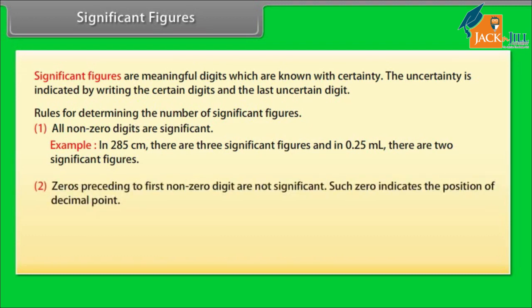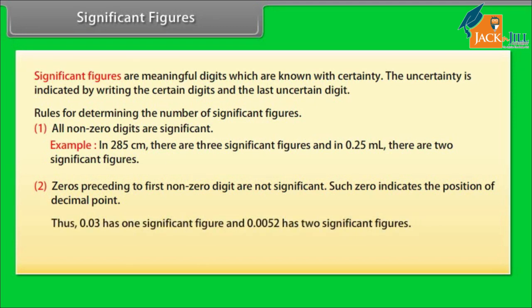Zeros preceding the first non-zero digit are not significant. Such zeros indicate the position of the decimal point. Thus, 0.03 has 1 significant figure and 0.0052 has 2 significant figures. Zeros between 2 non-zero digits are significant figures.